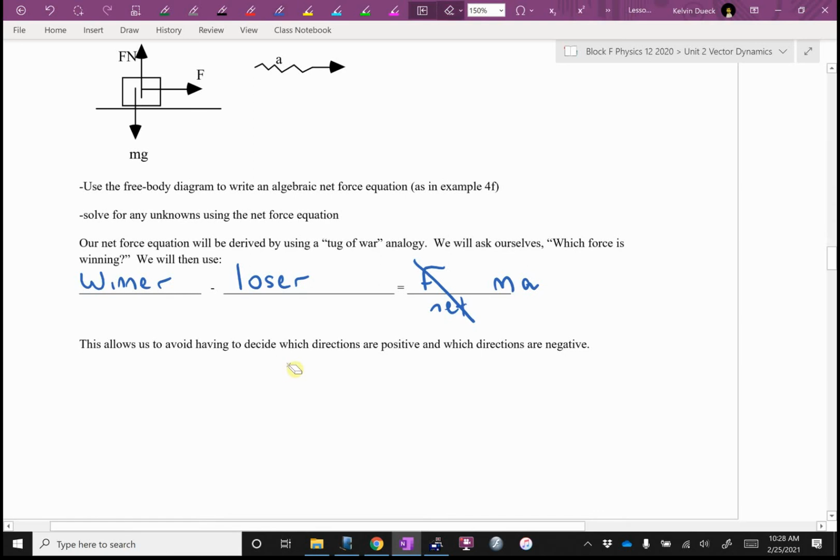And this allows us to avoid having to decide ahead of time which way is positive and which way is negative. Positive will be whatever makes the math the easiest. So we will no longer put a negative 9.8 in. We'll just put a 9.8 in whenever we're doing an acceleration for gravity.